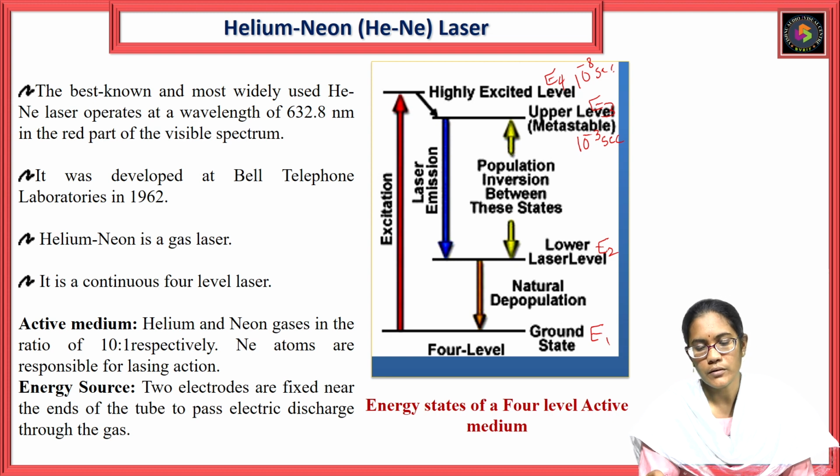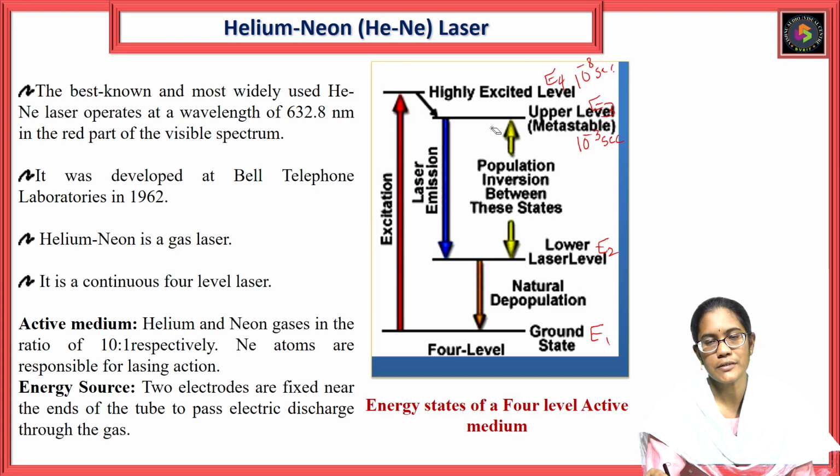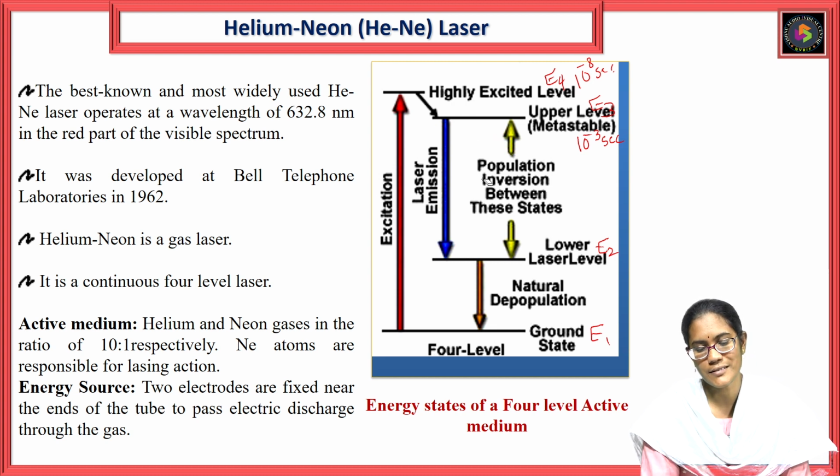Here the atoms can stay longer than in the high energy state. So population inversion is achieved here, as more atoms are present in this state. After completion of this lifetime, the atoms come to the lower metastable state. So population inversion is achieved between the two metastable states. Again, after completion of this lifetime, the atoms automatically come to the ground state.